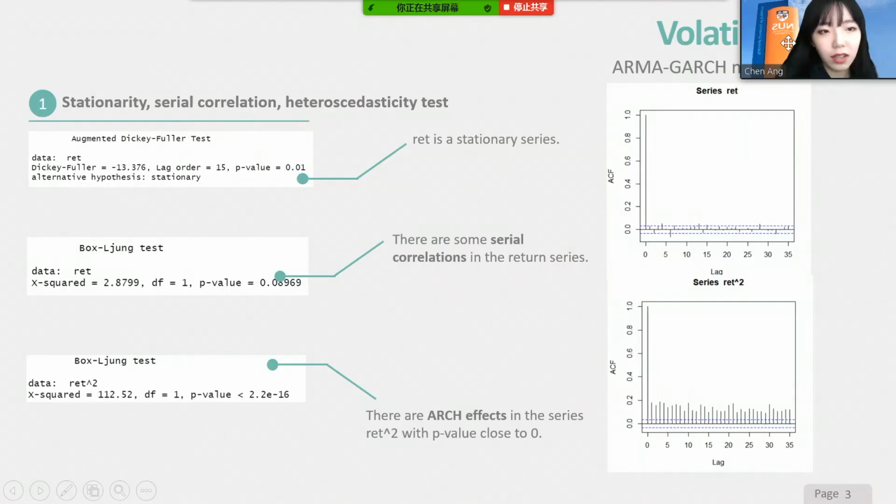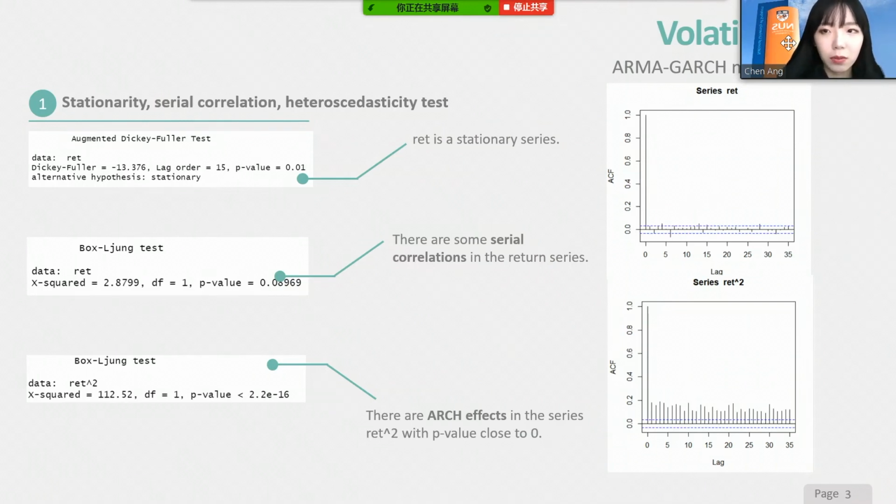My name is Chen Nang, and I would like to talk about how our group gets volatility for different China stock markets. We do it through our market model. The first step is to find out whether the return series is stationary. In the PPT we do it with CSI 300 as an example.